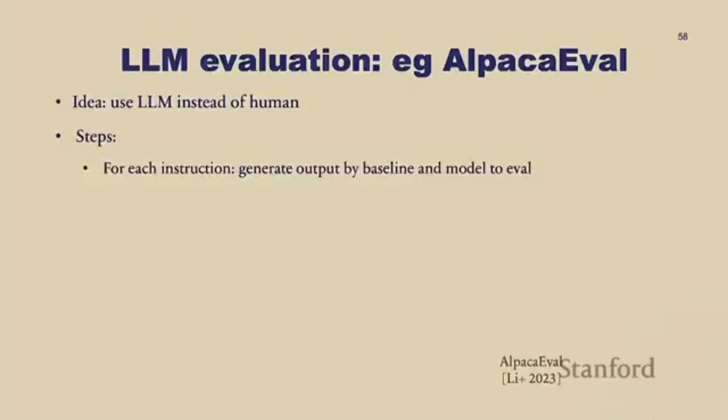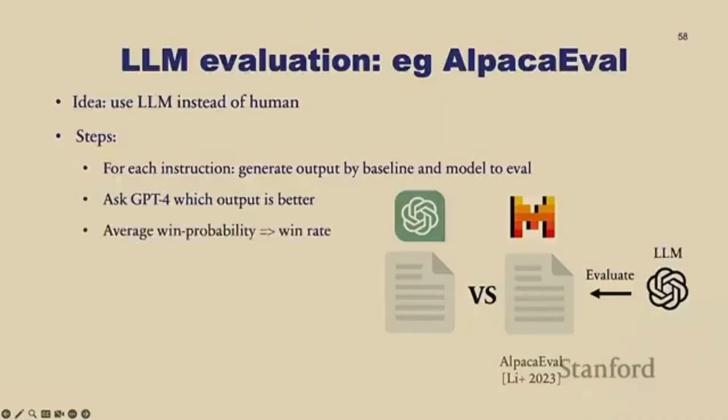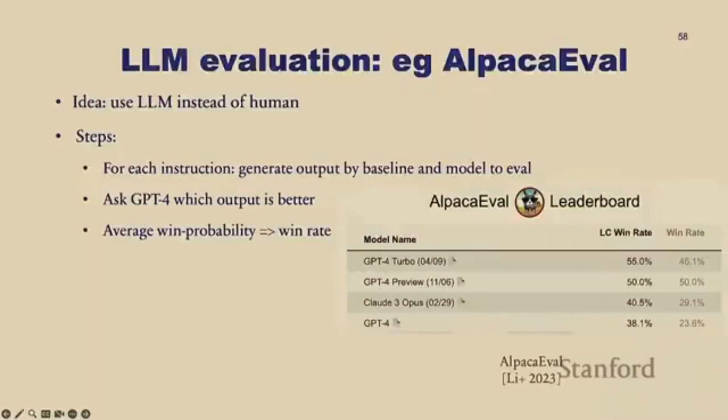Steps: for every instruction, generate outputs by some baseline and the model that you want to evaluate. So here, imagine that I'm comparing an answer from ChatGPT and from Mistral. I'm just asking another model, GPT-4, which one is better, and I average that out over my entire benchmark or data set. That gives me a win rate, so win probability for one model compared to another one, and now you can rank models. And this is the AlpacaEval leaderboard.